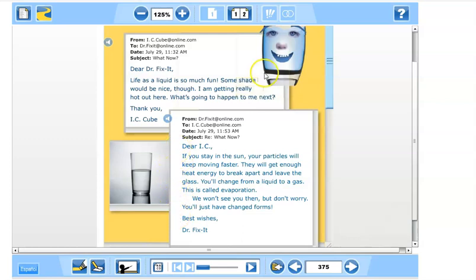So we know that evaporation is the end result of a liquid turning into a gas. So he started off as a solid up here, as an ice cube. He changed into a liquid as his particles started to heat up and move. And then when they kept going faster and faster, those particles started to evaporate and turned into a gas.